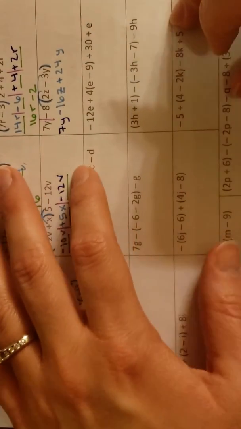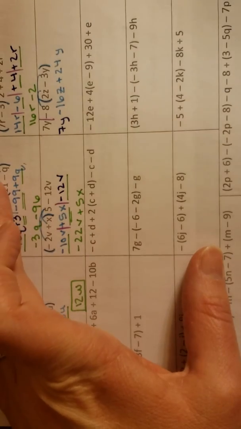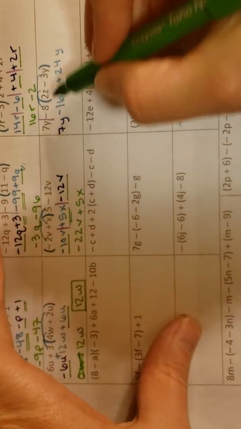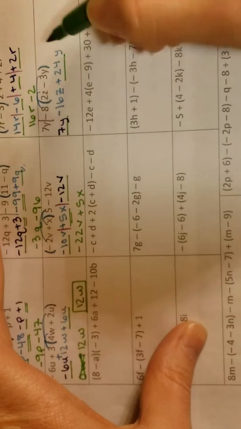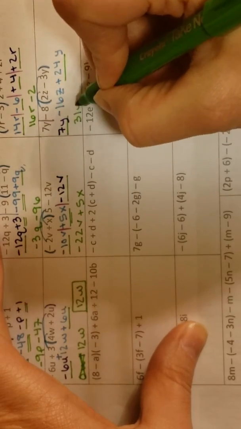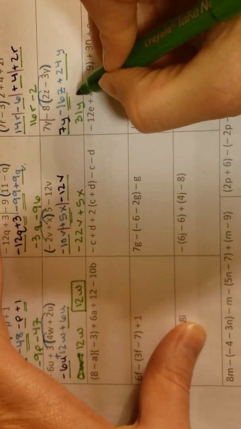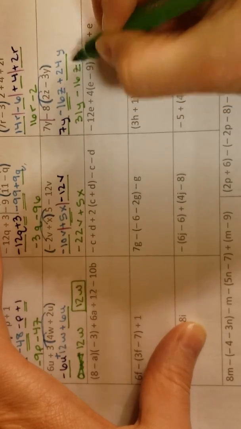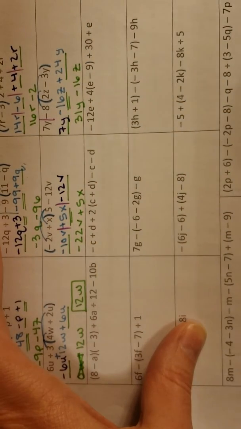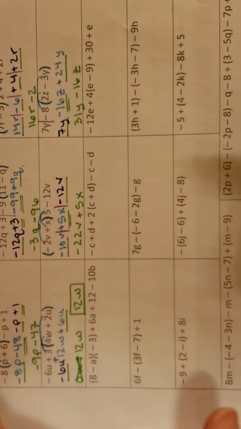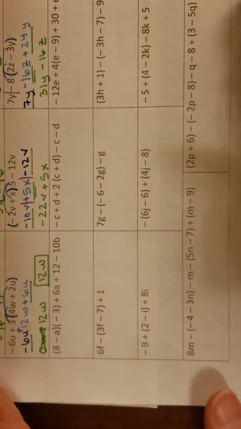Okay, and now I have y's first. 7 of them, and 24 of them are 31. And then z's. And there you go. Okay, let's make it a step tougher.